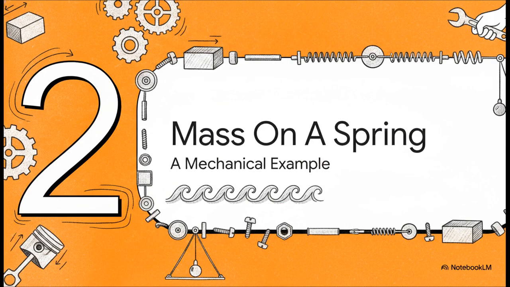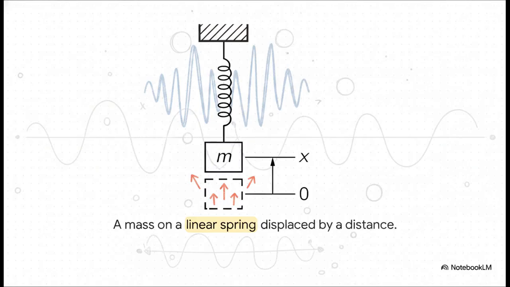Moving right along to part 2, a mass on a spring. Okay, let's dive into this and make that abstract math a bit more real. Just picture the simplest mechanical system you can think of. A mass, we'll call it m, hanging on a perfectly linear spring. First, the spring stretches just enough to balance out gravity. That's its happy place, its equilibrium position, which we'll label 0.